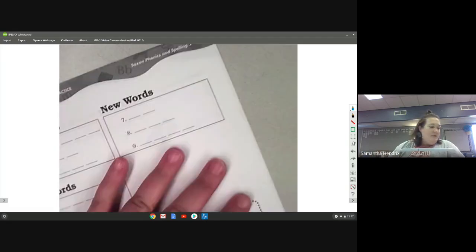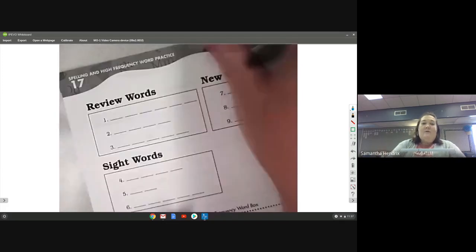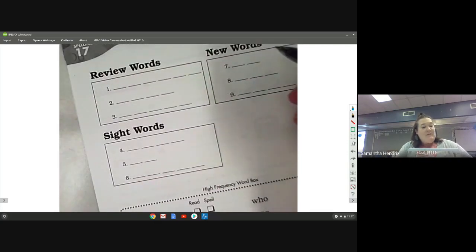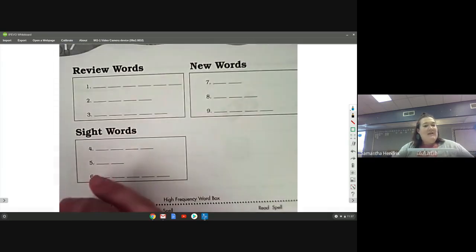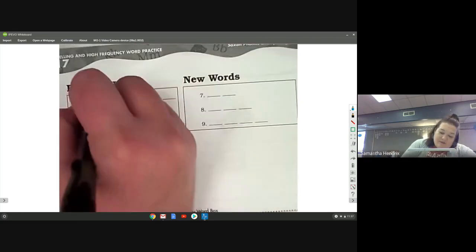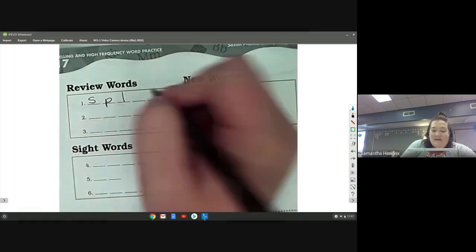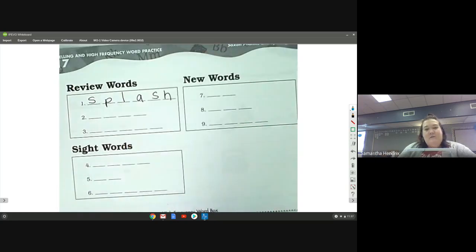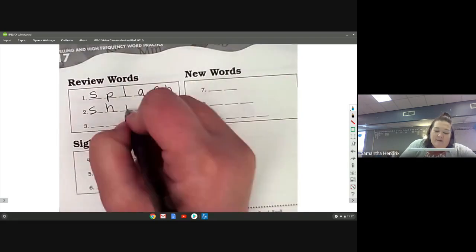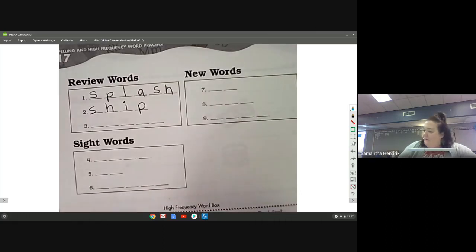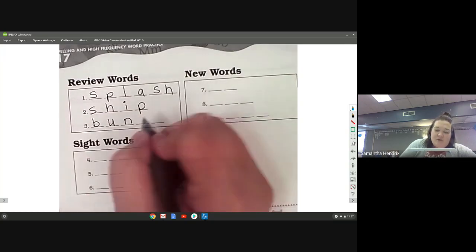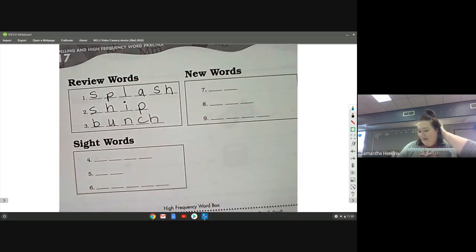So let's practice some review words. Spell splash. Splash. You remember that's one of our blends. Sorry, guys. Splash. Spool. Okay. Let's do ship. Sh, i, p, ship. Bunch. Bunch. Okay, let's try our sight words.